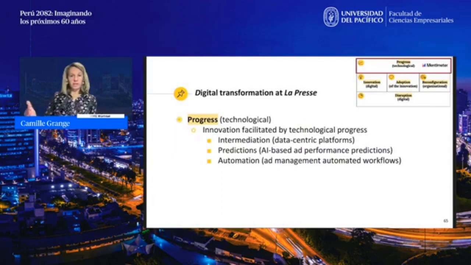So moving our attention to tech progress, we can isolate important technological drivers of digital transformation in the media industry. Foremost, there is the intermediation capability that's afforded by progress in the core tech infrastructure, and that's enabling those platform-based, heavily data-centric models of Facebook ads and Google ads. And there's also prediction and automation. There are two other affordances that are very instrumental to both the existence and the power of these business model innovations of those tech giants.